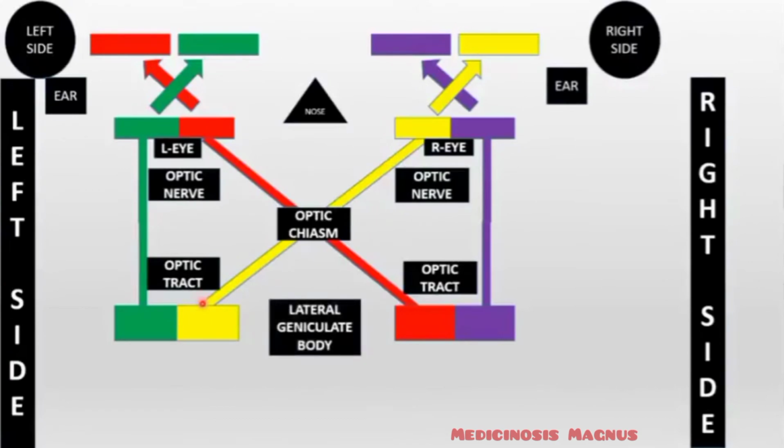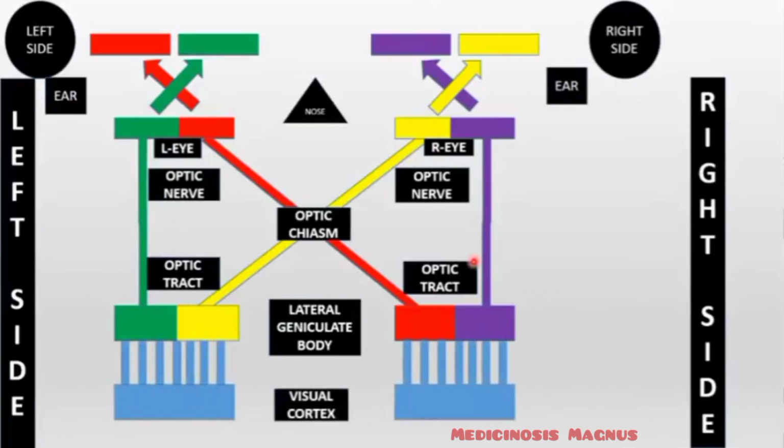This form is called the lateral geniculate body. This lateral geniculate body, if you can see on the left side, has inputs from the left eye and also the right eye. So the left side lateral geniculate body has inputs from both the eyes. Just like that, the right side lateral geniculate body has inputs from both the eyes. From the lateral geniculate body, the information then passes to the visual cortex, that is in the posterior or occipital lobe.